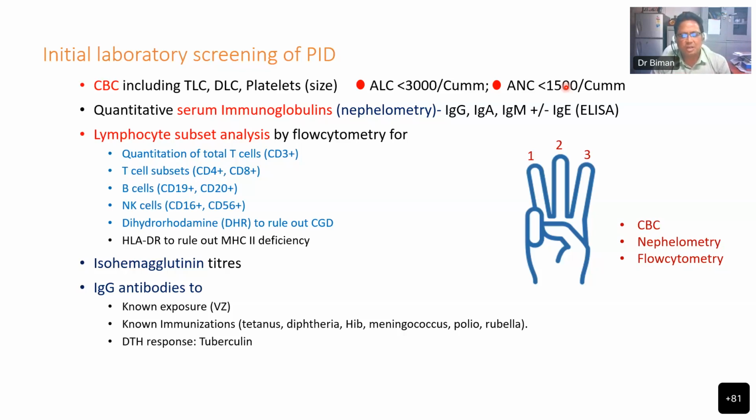Looking at the serum immunoglobulins will give you a clue to your diagnosis. It's not difficult to diagnose CVID, hyper IgM syndrome, or a pan-hypogammaglobulinemia with absent B cells, as in XLA. And then the lymphocyte subset analysis, you can look at the T cells, CD4 and CD8, B cells, NK cells, and these give you very important clues.